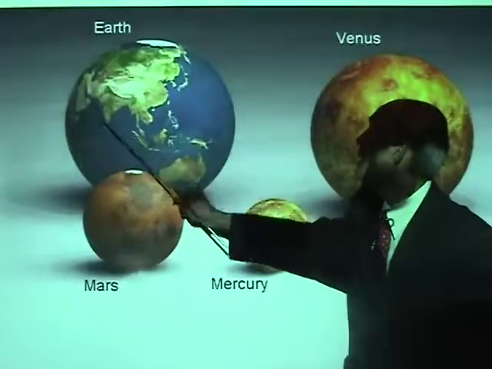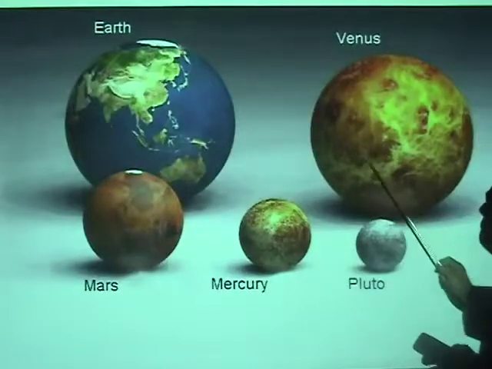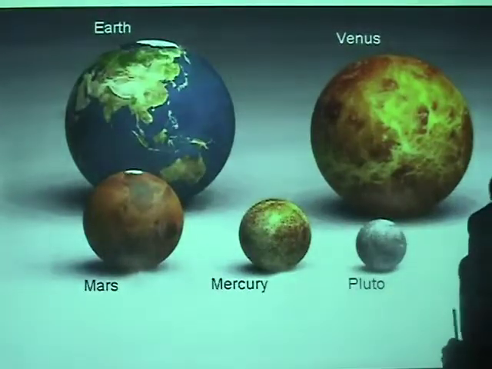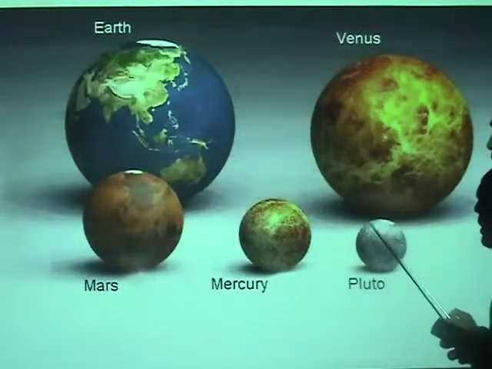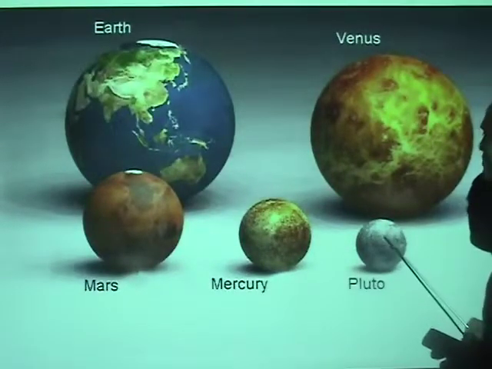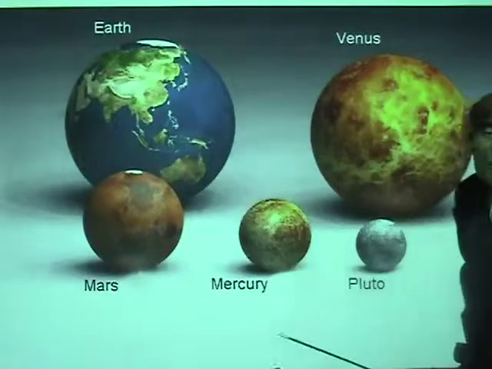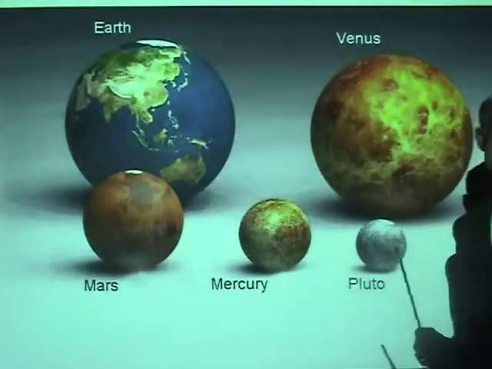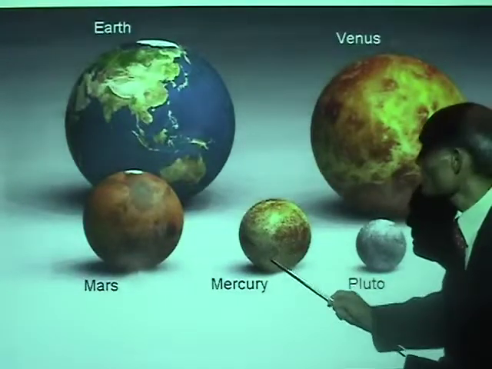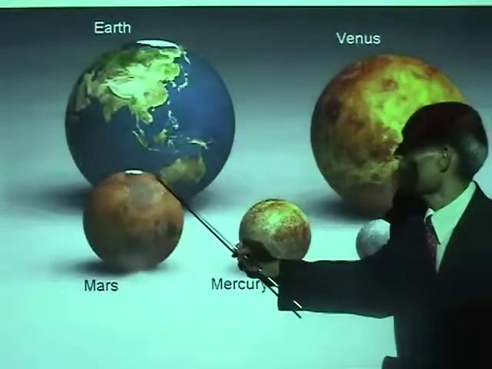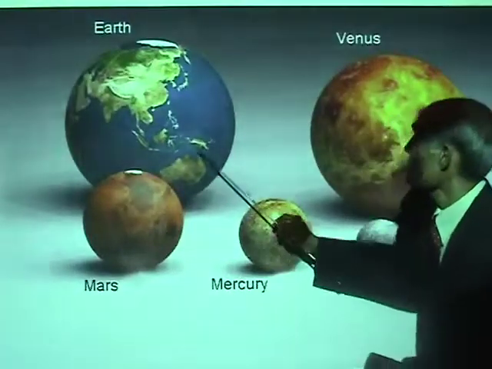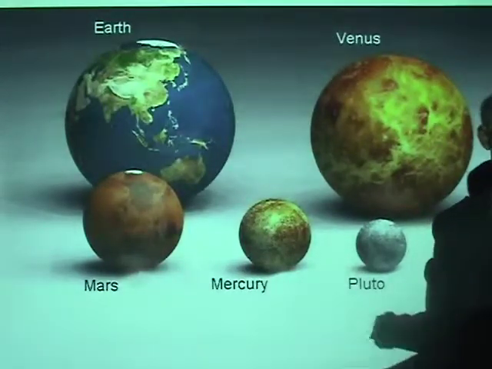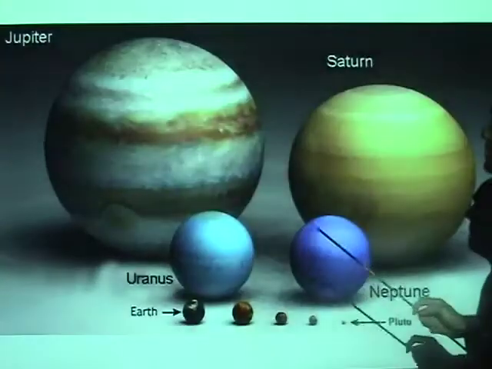If this is the Earth, that is Venus, so the size of Venus and Earth are almost the same. And look at a little Pluto. How many Plutos can fit into Earth? So no wonder Pluto is declassified as a planet. Mercury is a very small planet. Mars is the red planet. So have a look at the relative sizes of these planets.